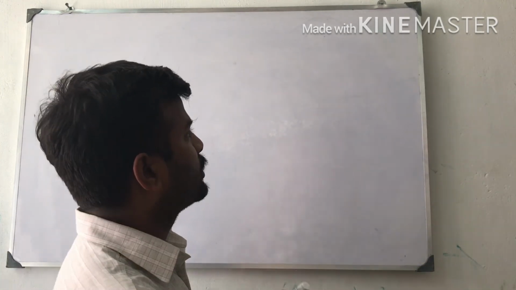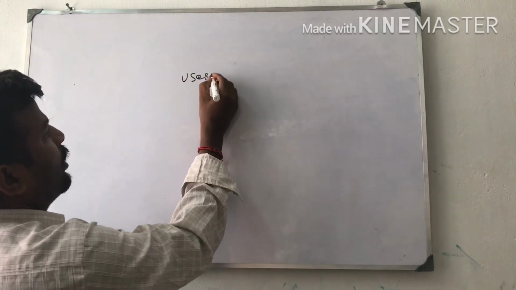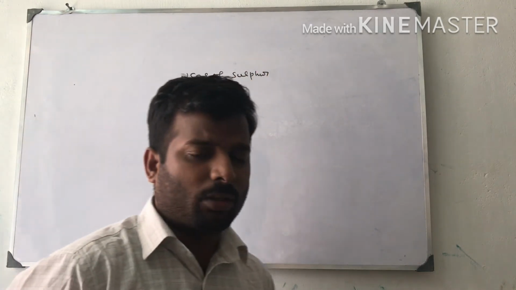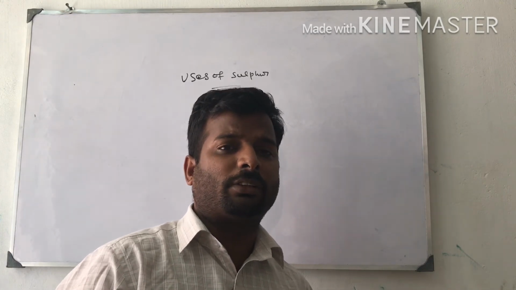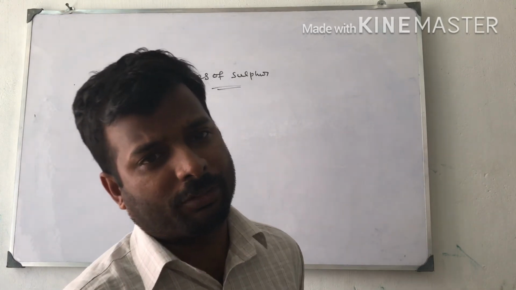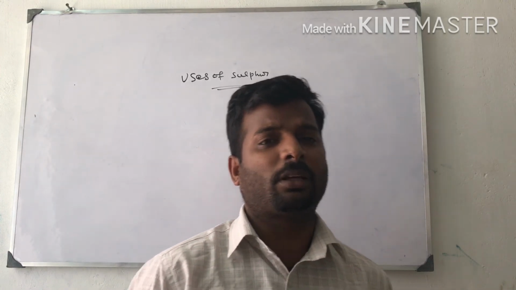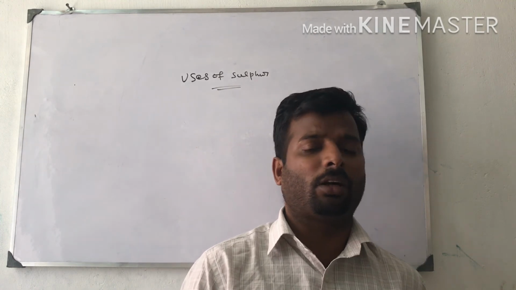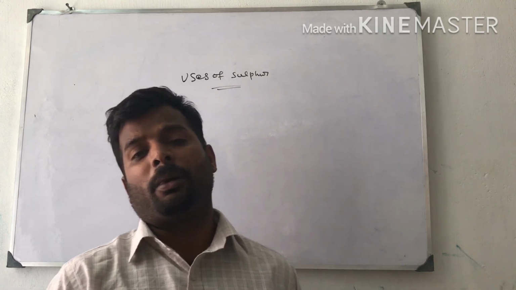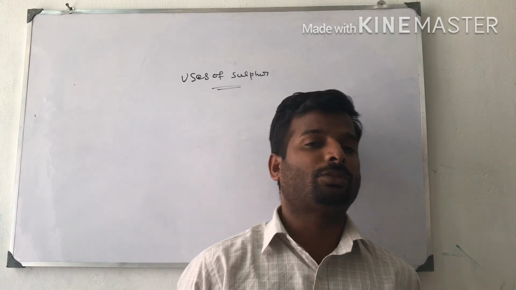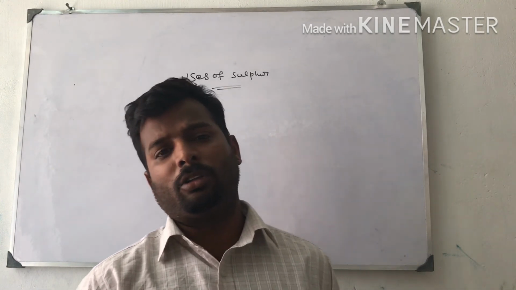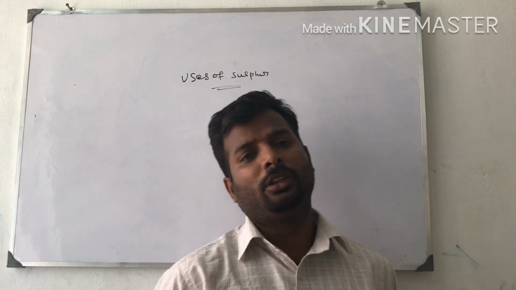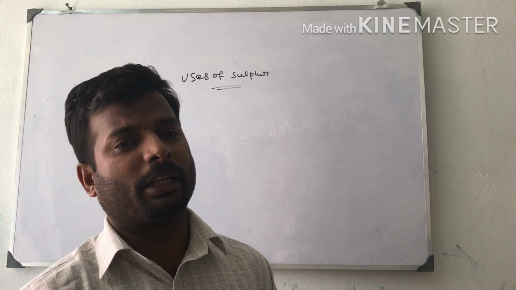The next one is uses of sulfur. Sulfur is used in the manufacture of sulfur dioxide by the contact process. We learned in the last lesson on surface chemistry the manufacture of sulfuric acid by the contact process, Ostwald process, all those things. It is also used in the manufacture of carbon disulfide, and it is a very good material for making dyes.